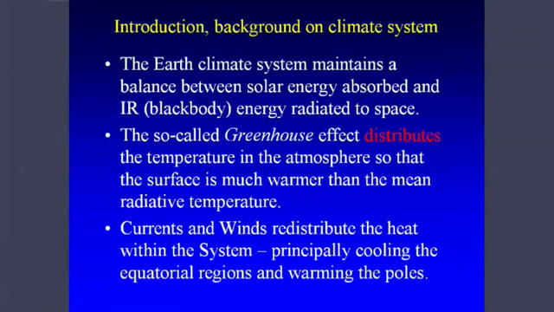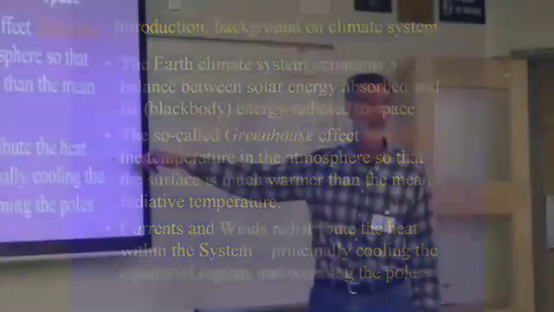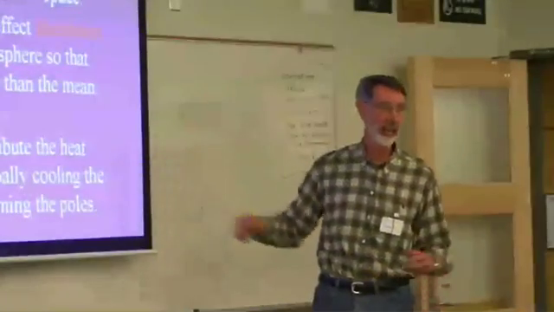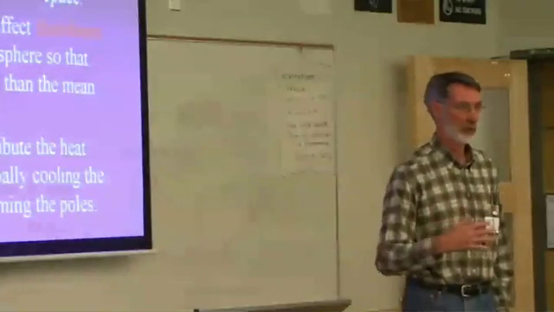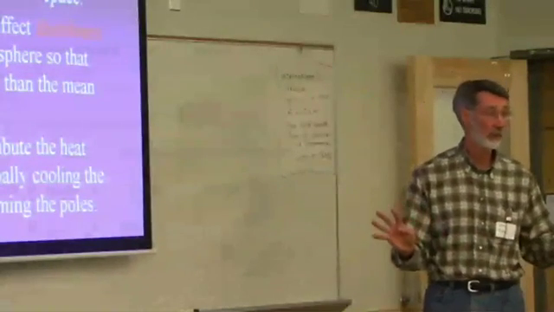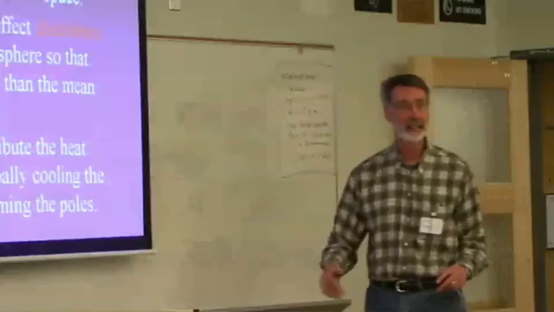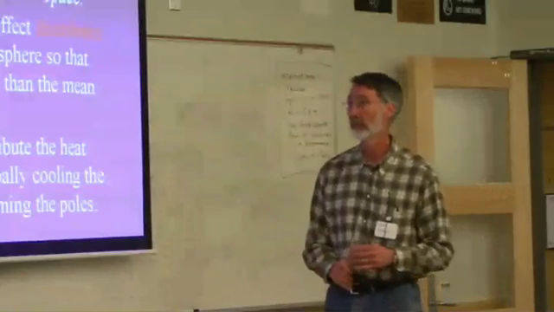Now, the internal part of the climate system, the atmosphere, the ocean, the land, the winds, the currents, the clouds, they redistribute heat within the system. And that also affects this net greenhouse effect.